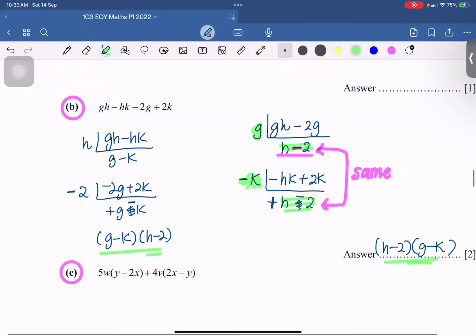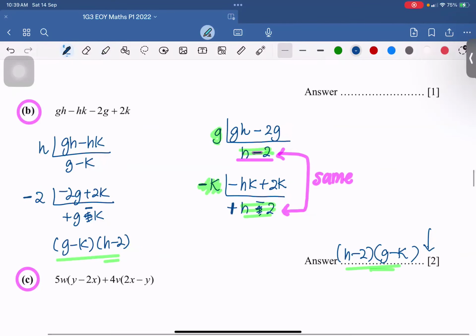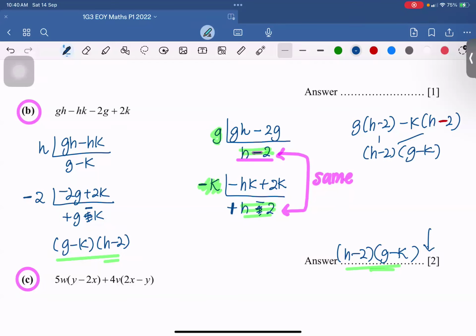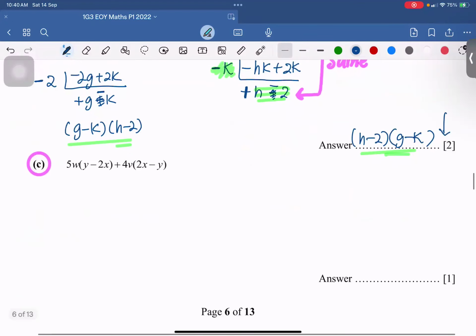Okay, both methods are correct. This question here is 2 marks, right? So you need to show some form of working. Either you show this working, or some of you do a different kind of working. You may prefer to write it like, for example, G(H minus 2), then negative K(H minus 2). If you do that working, you better make sure this one is in the correct sign, okay? Not plus, but in the correct sign. Then the one that's repeated, you write only 1 time. Okay, so you have many different forms of working. Take your pick, which one you like. Okay, next question, question C.